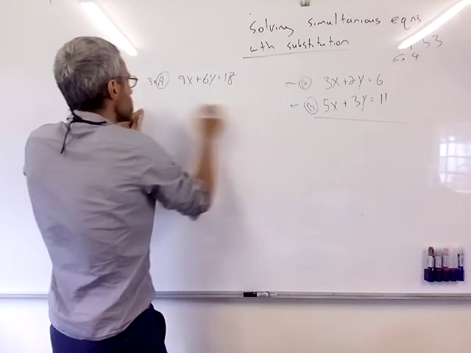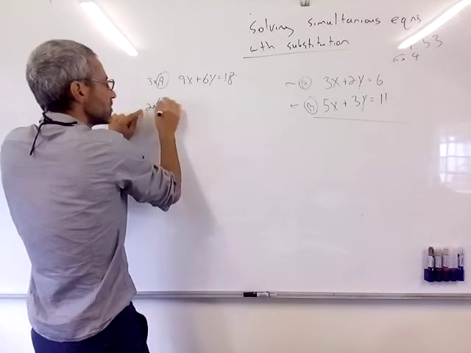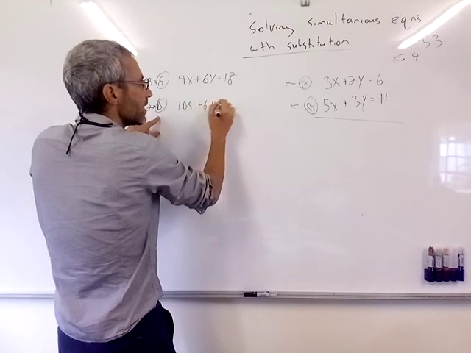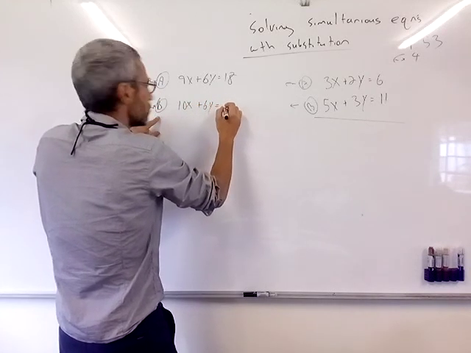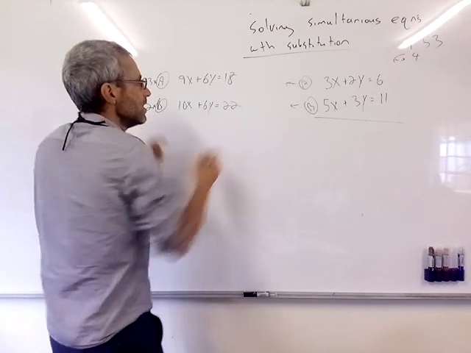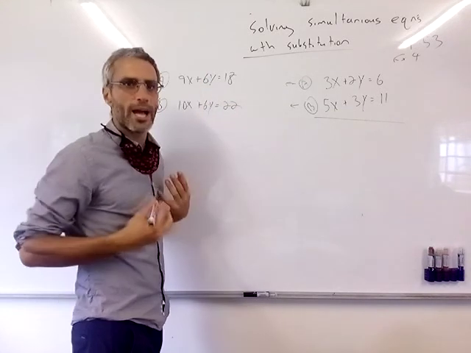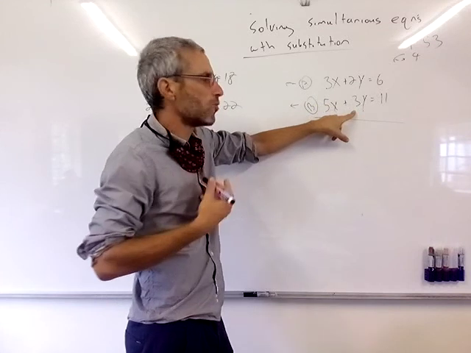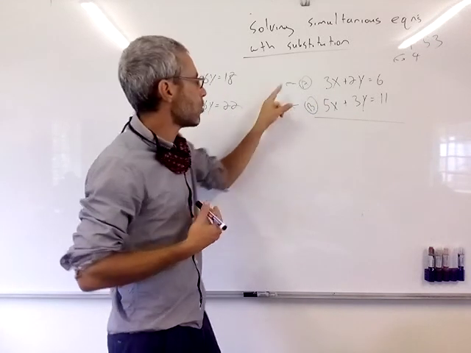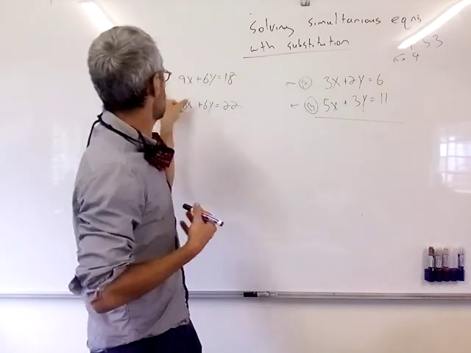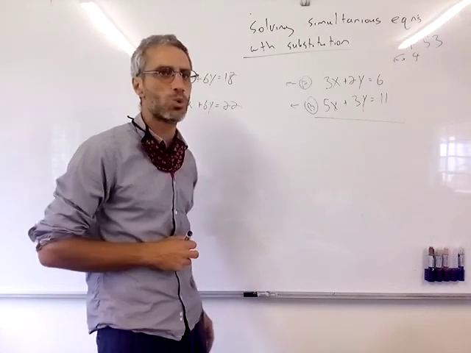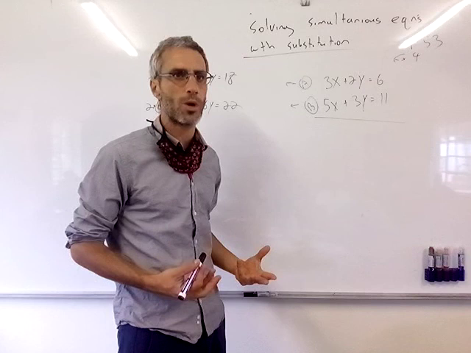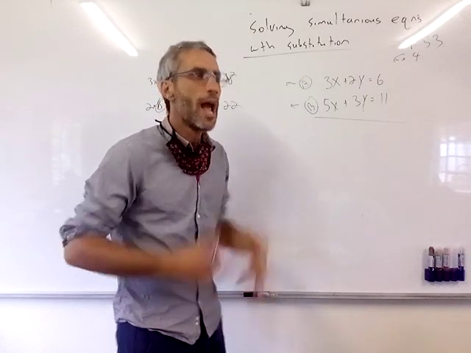And B, they multiplied by 2. So it's going to be 10x plus 6y equals, what do we get when we multiply by 2? 22. Now you can see why we had to multiply both of them. Luana realized that 2 and 3 are both factors of 6. So if we multiply that by 3 and that by 2, we now have 6y in both equations. That's what we want when we want to eliminate. And then we subtract.